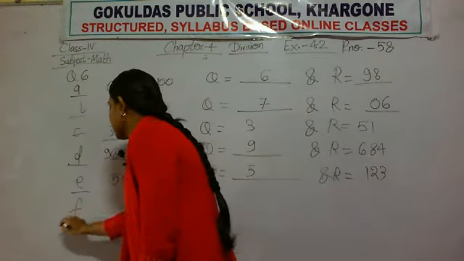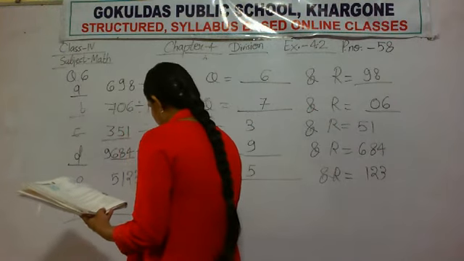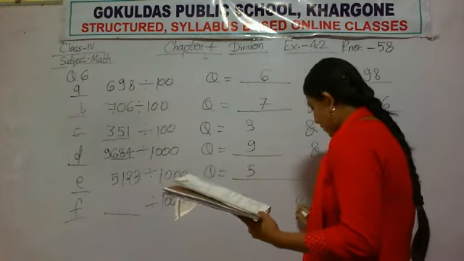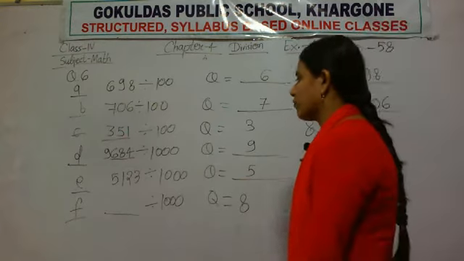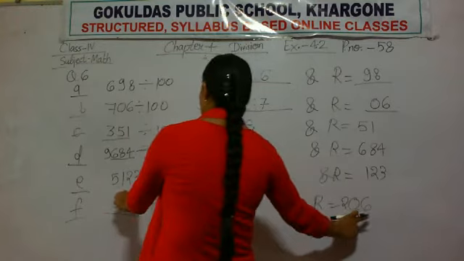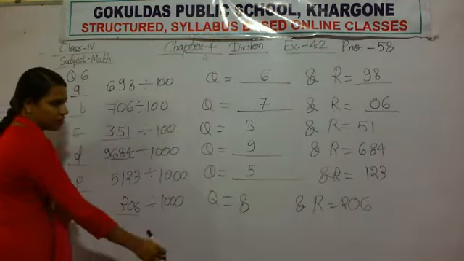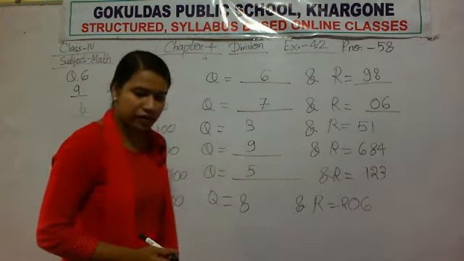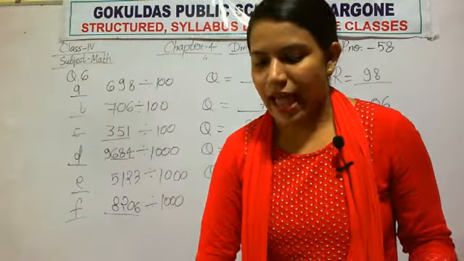Now the last, blank divided by 1000 gives you quotient equals to 8 and remainder equals to 206. Okay, so we know that if we divide any number by 1000, the last three digits are the remainder 206. So the last three digits of the number will be 206 and the remaining digit is the quotient. So we write it together to get our number. So this is how we have completed our exercise 4.2.